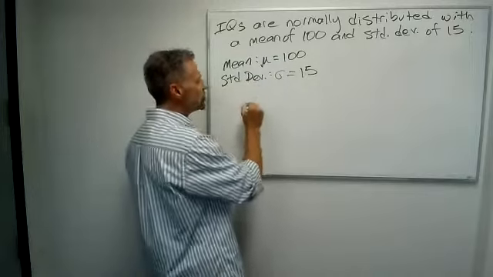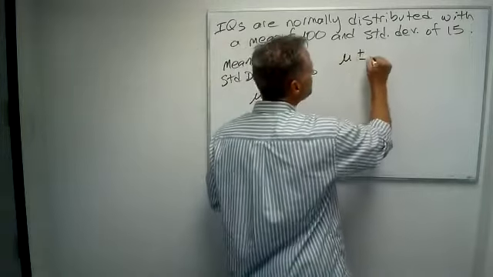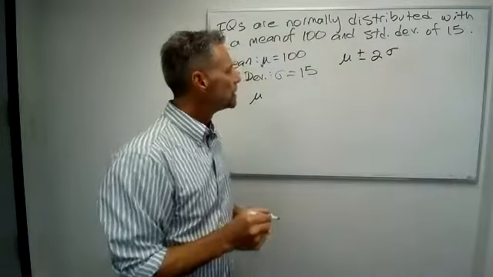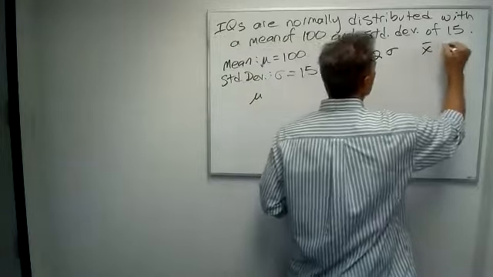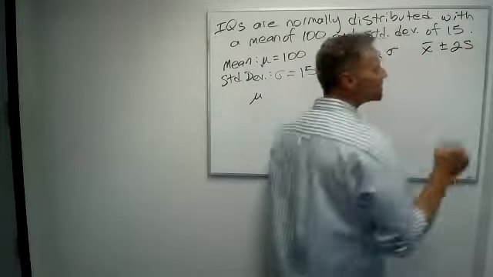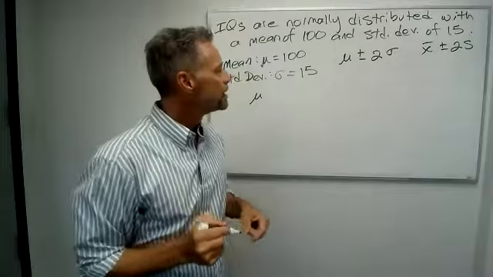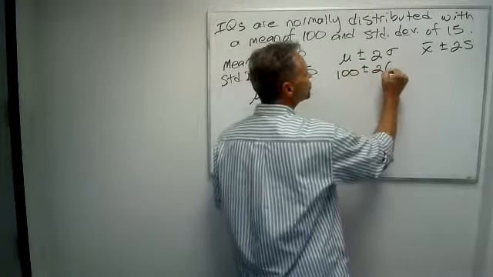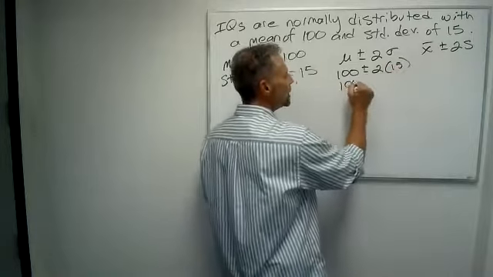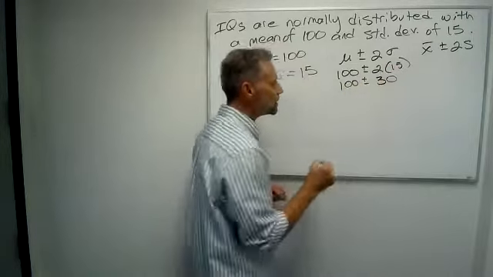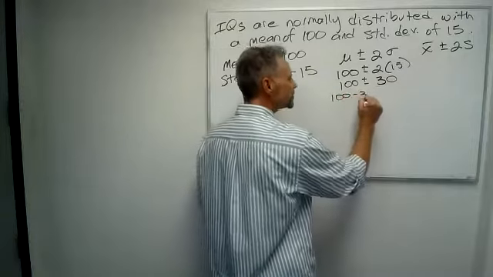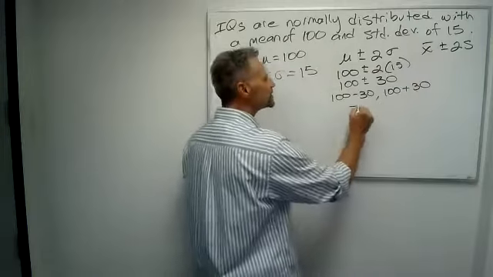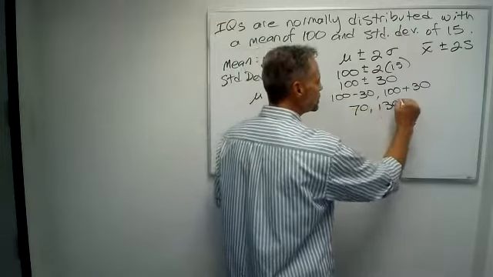So if I do the mean, let's do it up here, the mean plus or minus 2 standard deviations. And again, you could write this as X bar plus or minus 2S if we were looking at sample data. Well, I can plug these in. I can say, oh, that's 100 plus or minus 2 times 15, which is 100 plus or minus 30, which is 100 minus 30 to 100 plus 30, which is 70 to 130.